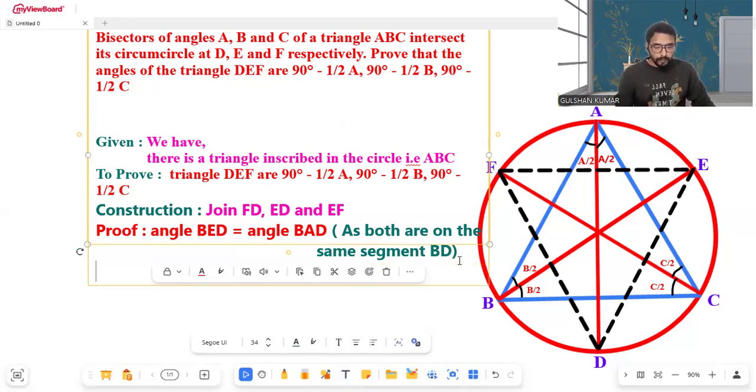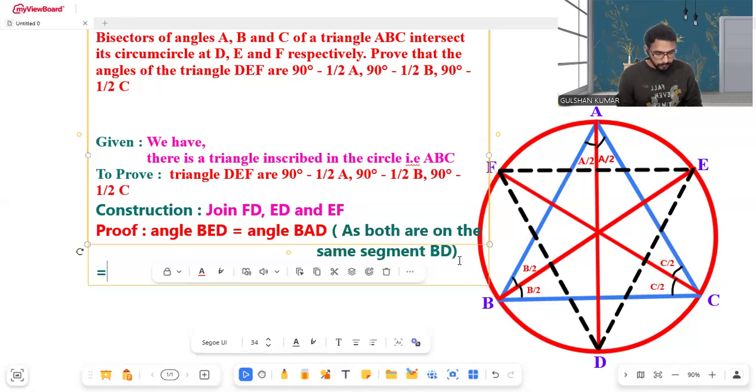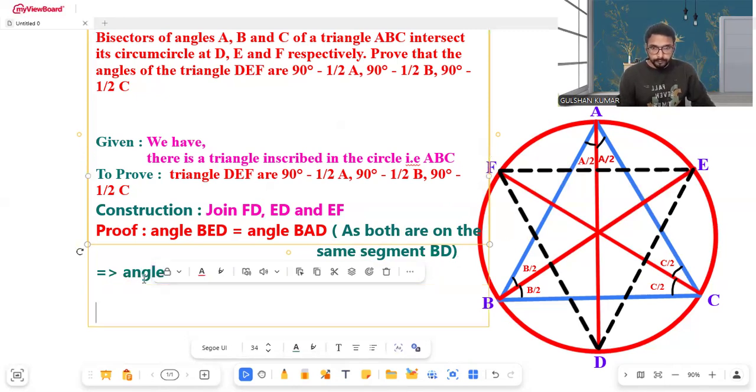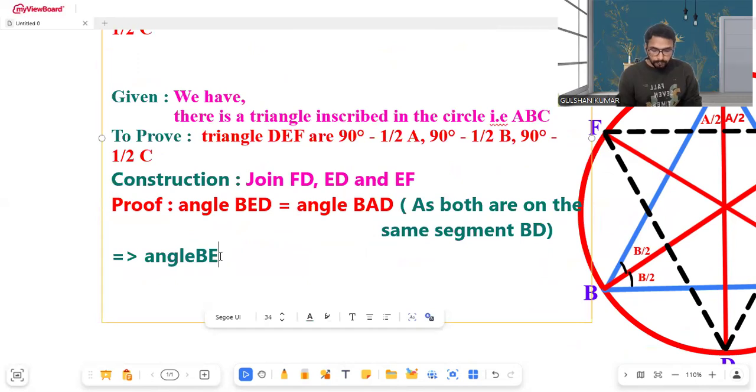Okay. Now this will prove that angle BED will be equal to half of angle A, that is angle A by 2. Okay.